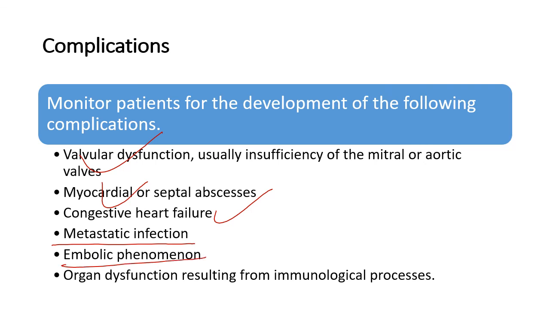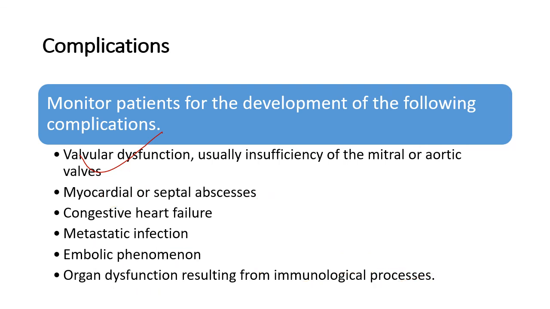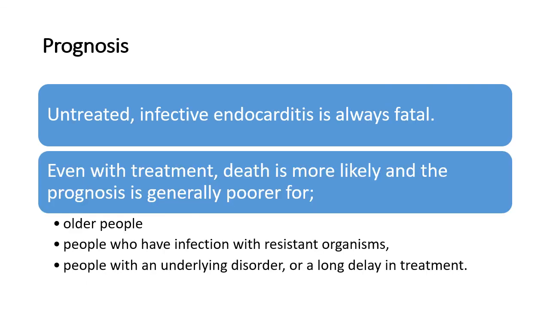We can have embolic phenomena. Of course, distortion of valvular structure leads to disturbance in normal blood flow, which leads to embolic phenomena. Organ dysfunction resulting from immunological process. Of course, remember glomerulonephritis, which is caused by hypersensitivity type 3, can lead to renal failure. Untreated infective endocarditis is always very dangerous, so the patient is at high risk of losing life. So even with treatment, death is more likely and the prognosis is generally poor.